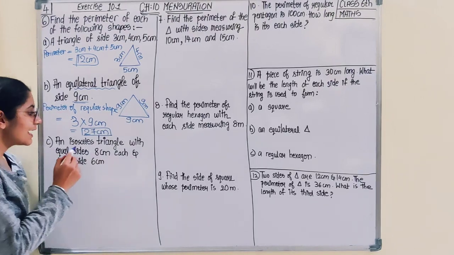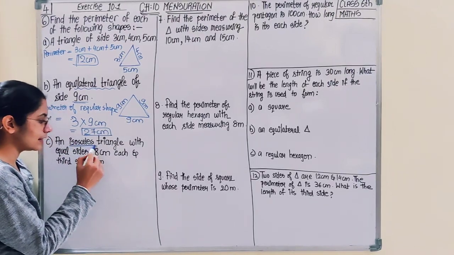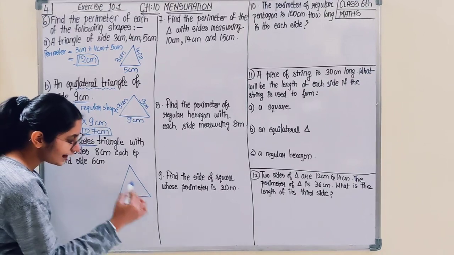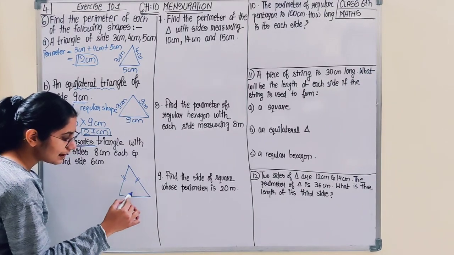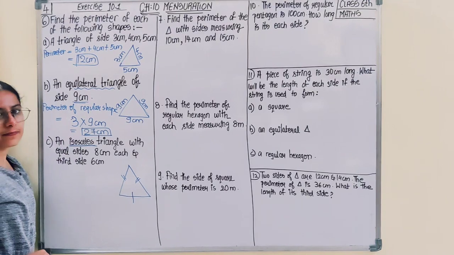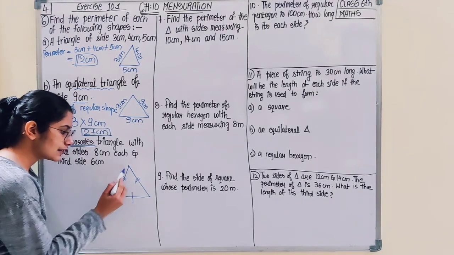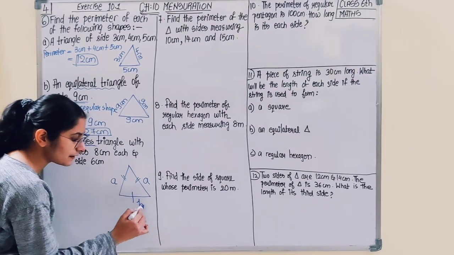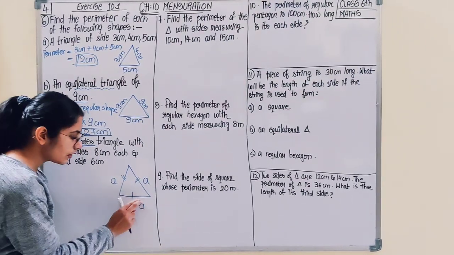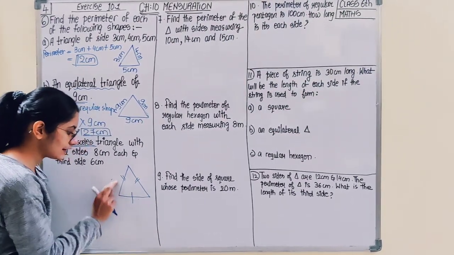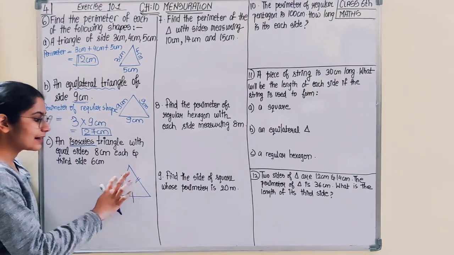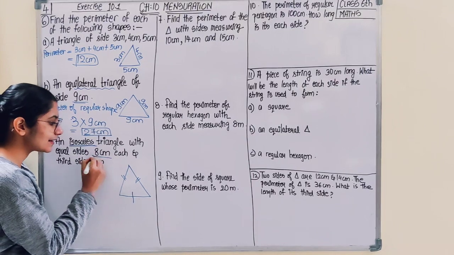Moving down to next. An isosceles triangle. What is an isosceles triangle? In which two sides are equal and the third side is different. Okay, so let's suppose this side is A, so this side is also A, but the third side is different, B. So they have given that there is an isosceles triangle.